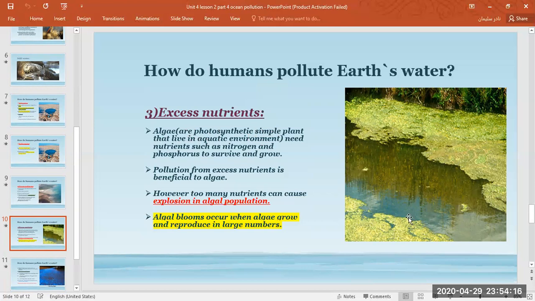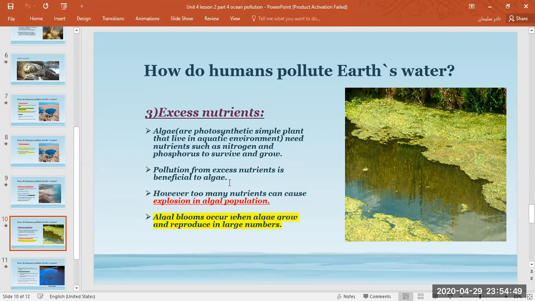These algae need what? Nitrogen and phosphorus. These are nutrients to survive and grow. So when these nutrients are available for these algae, this will help them to survive and grow more. But pollution from excess nutrients is beneficial to algae.